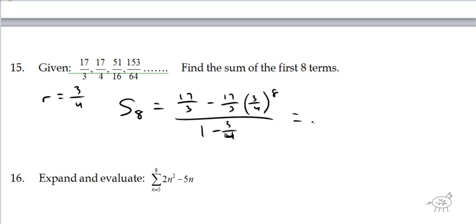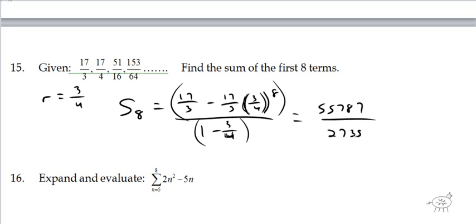Okay? Again, lots of parentheses on top, parentheses on the bottom. You know, that 3/4 should be in parentheses to raise it to the 8th power, and we get an answer of 55,787 over 2735.